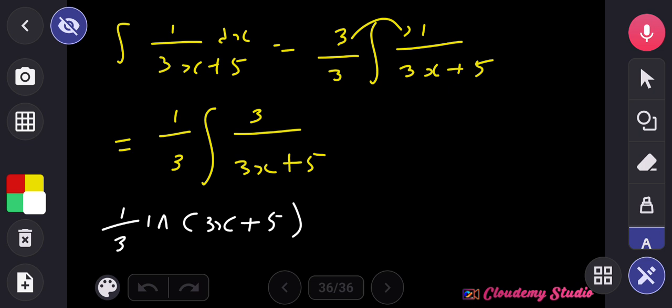In the next video, we are going to be looking into the concept of definite integral, and we are also going to be looking at the concept of integration by parts.